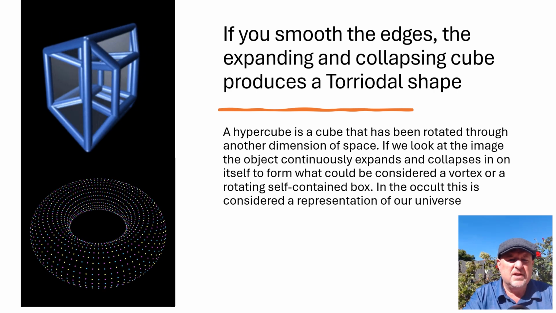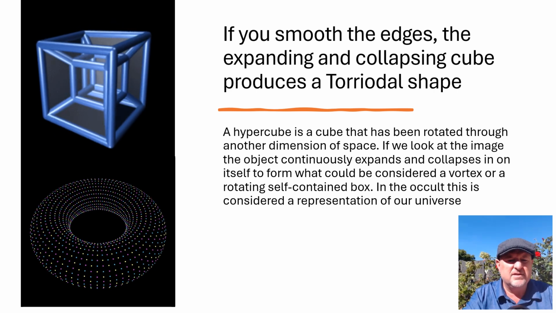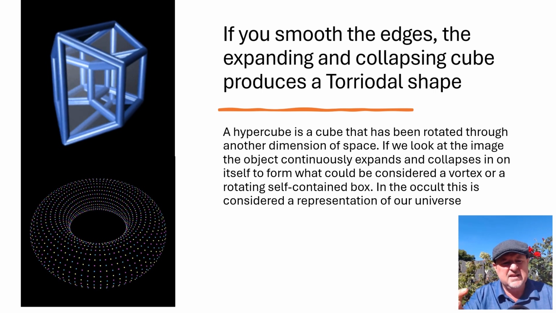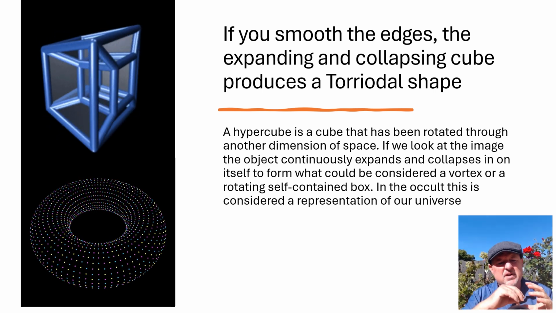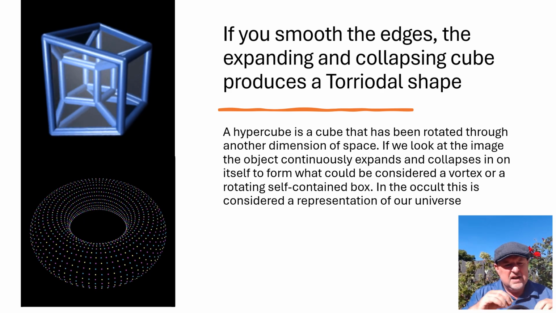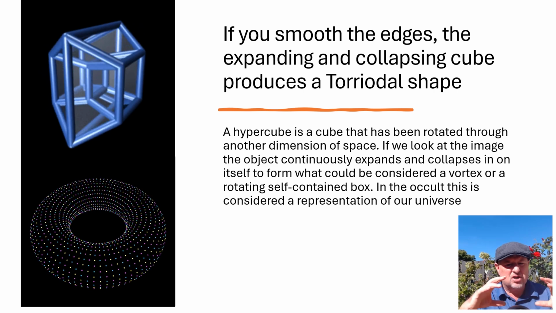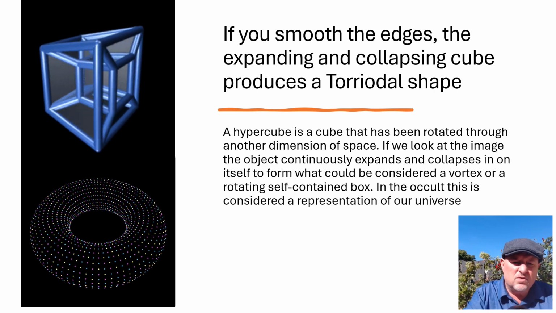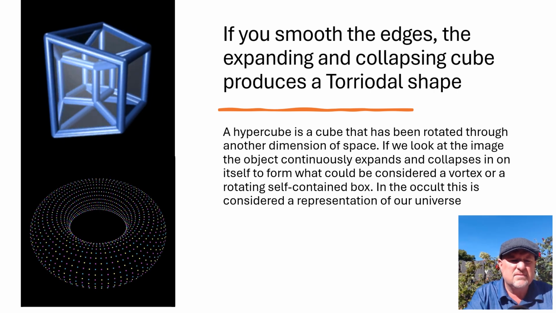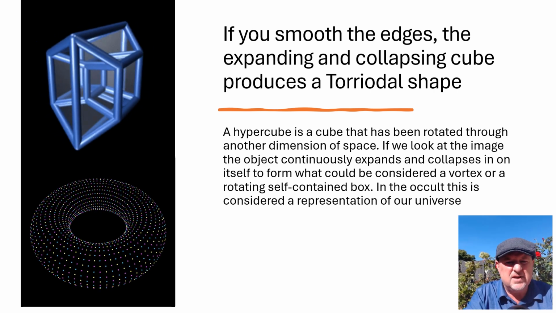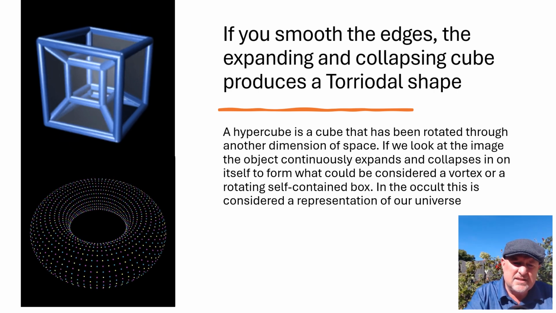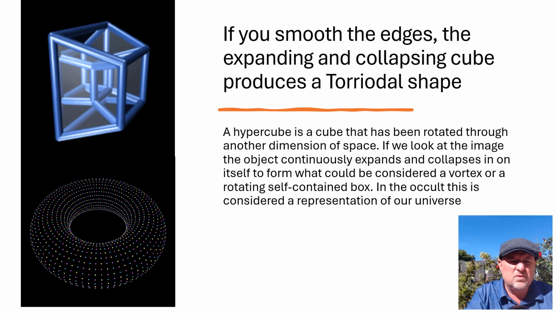A hypercube is a cube that has been rotated through another dimension of space. The object continuously expands and collapses in on itself to a form that could be considered a vortex or a rotating self-contained box. In the occult, this is considered to be a representation of the universe. The hypercube epitomizes the worldview of the dark occultists. It is a way that they see themselves, in relation to the world.